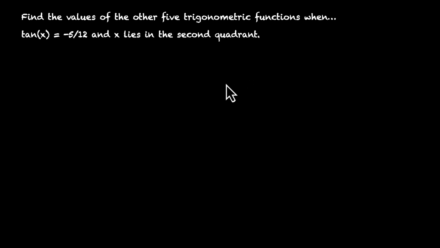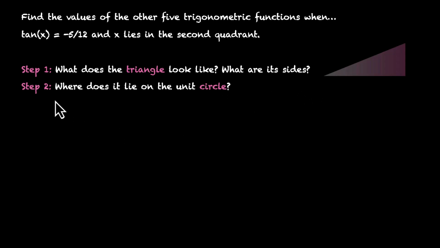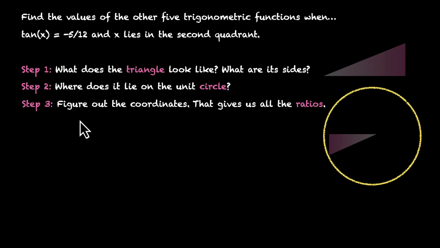Alright, let's follow the same 3 steps. The first one is imagining, visualizing the triangle. What does the triangle look like? What are its sides? Next, we'll figure out where it lies on the unit circle. And finally, once we have the point, we'll figure out the coordinates. That will give us all the ratios. So let's do that.